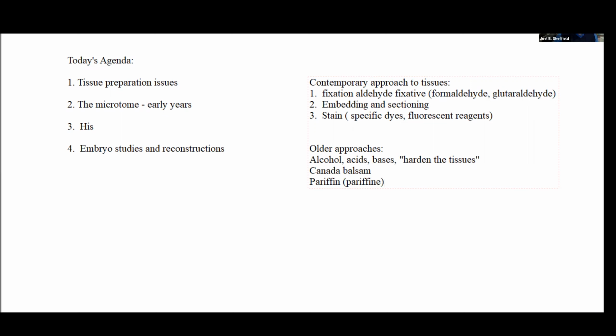Okay. It still doesn't look right. Paraffin. That's better, right? Okay.